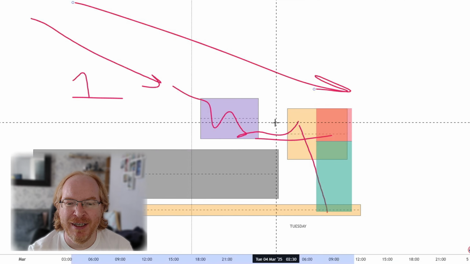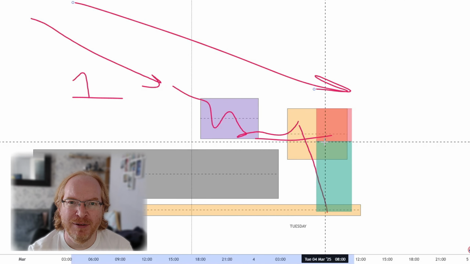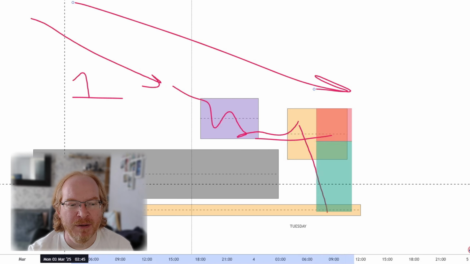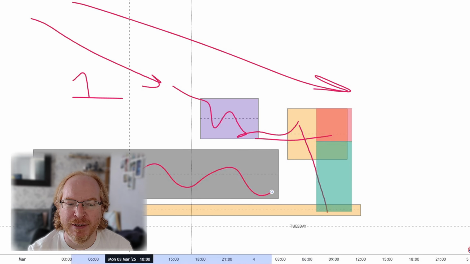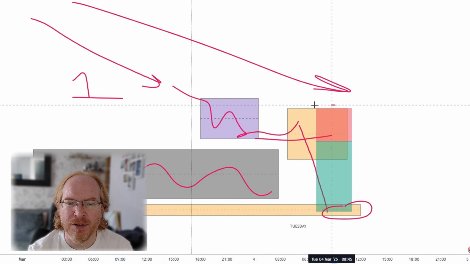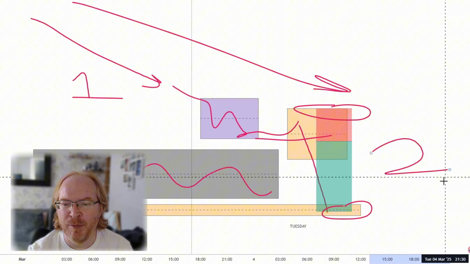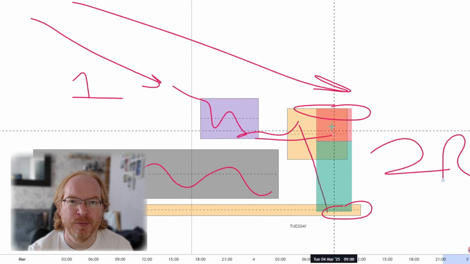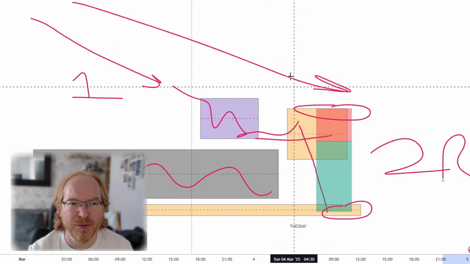General downtrend, Asian session, break the Asian low in the London session, space to the left to enter, some sort of logical reason for a target, logical reason for your stop loss, and a minimum of 2R distance. And that's it, that's all I look for.